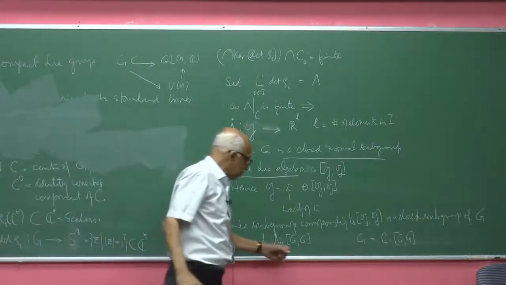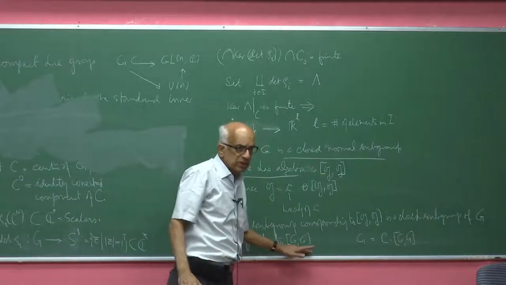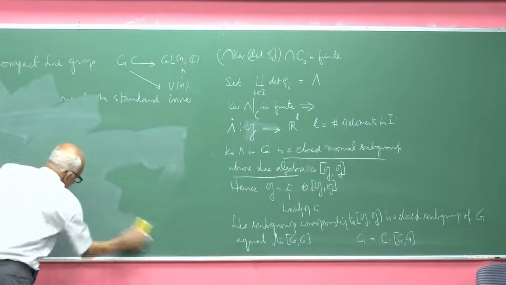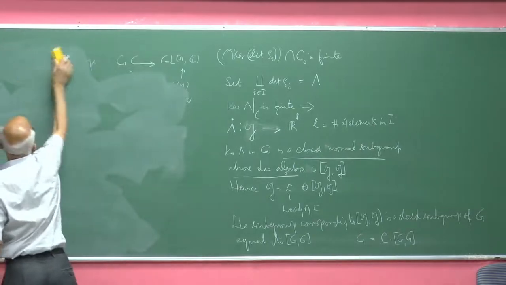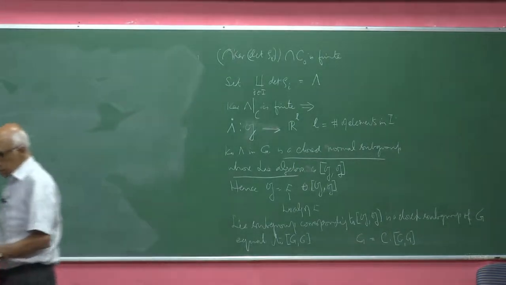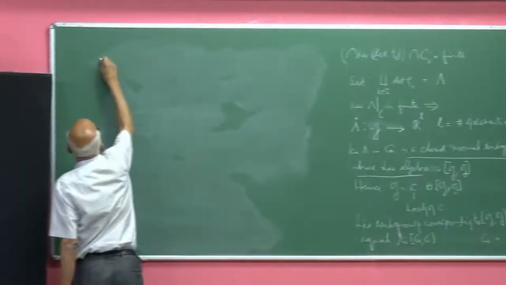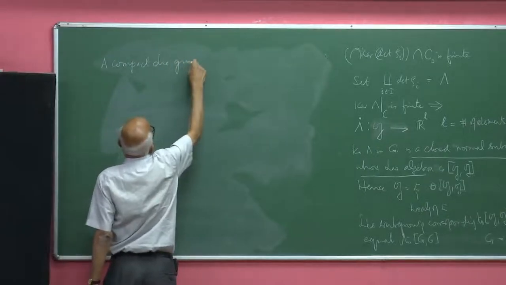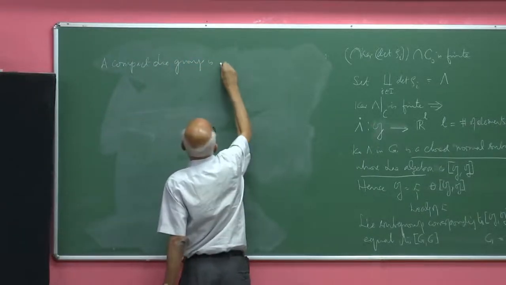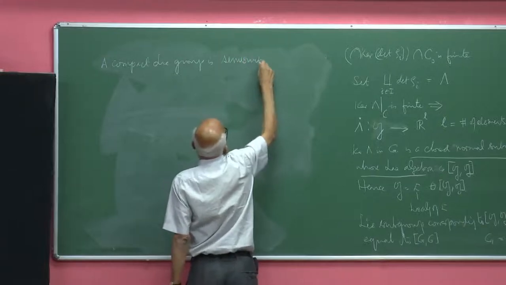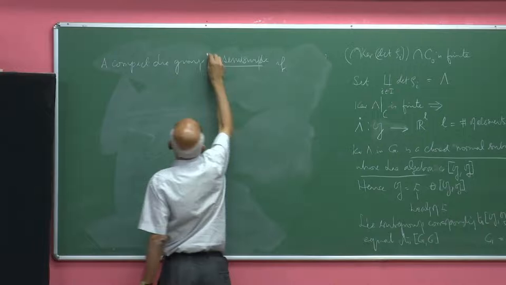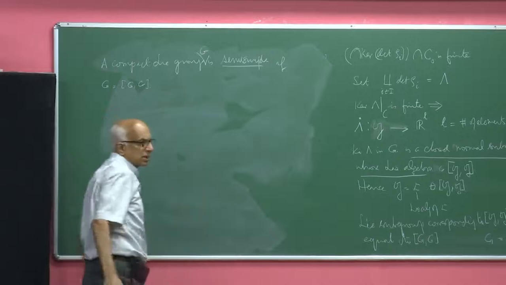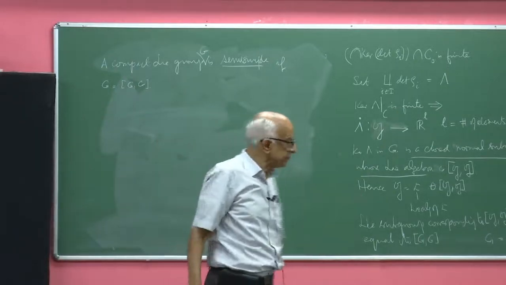In general, the commutator subgroup need not be closed. This is a phenomenon which works in the compact case. Definition: a compact Lie group G is semi-simple if G equals [G,G]. This is not a standard definition, but we are making it.